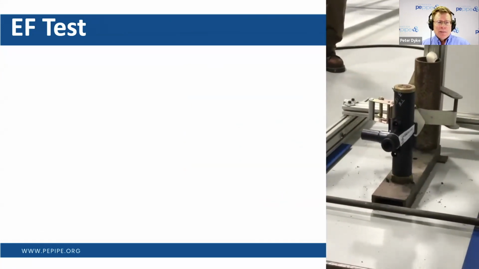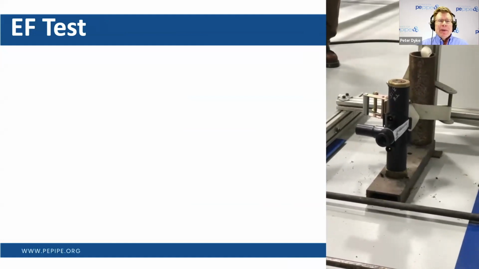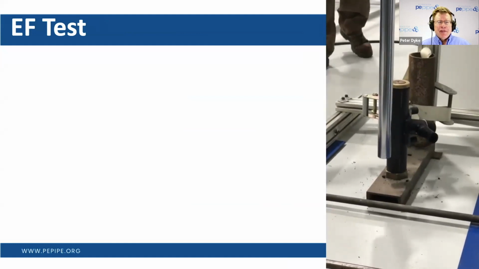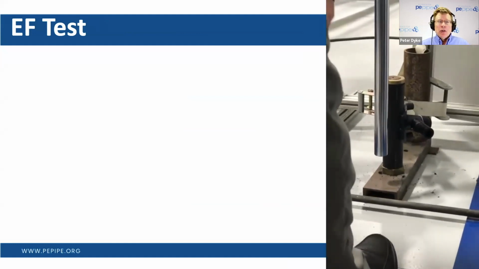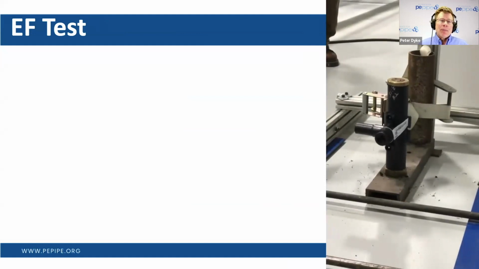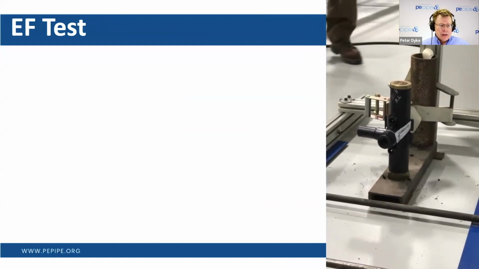Let's take a look at this one. So what we're trying to do is get it to pop off the pipe. And then if it failed at the stem, we know it was a good joint. If the saddle popped off, we know the operator didn't do what he was supposed to do correctly. So let's look at it in slow motion.